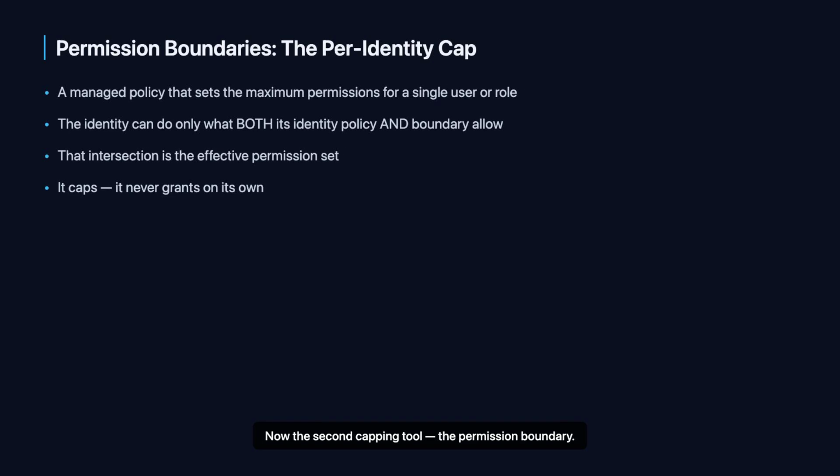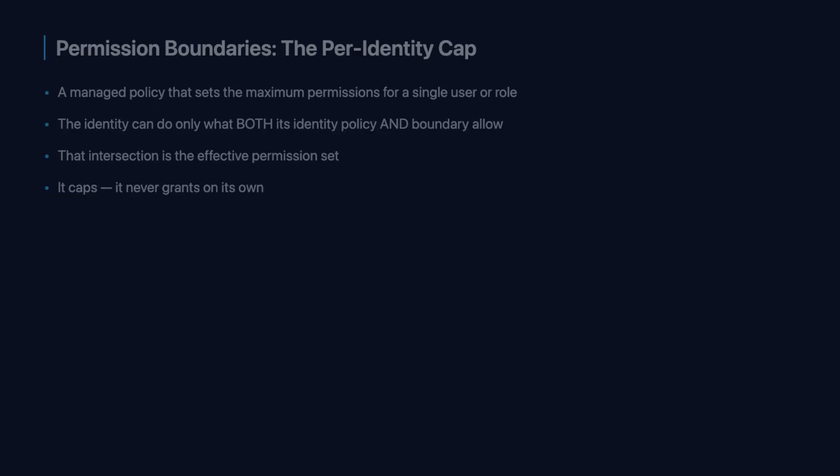Now, this second capping tool, the permission boundary. Where an SCP covers a whole account, a boundary is a managed policy that sets the maximum permissions for a single user or role. Just one identity, and the rule is an intersection. That identity can do only what both its identity policy and its boundary allow. The identity policy says yes, but the boundary says no. The answer is no. Only actions that sit inside both sets survive. And just like the SCP it caps, it never grants on its own.